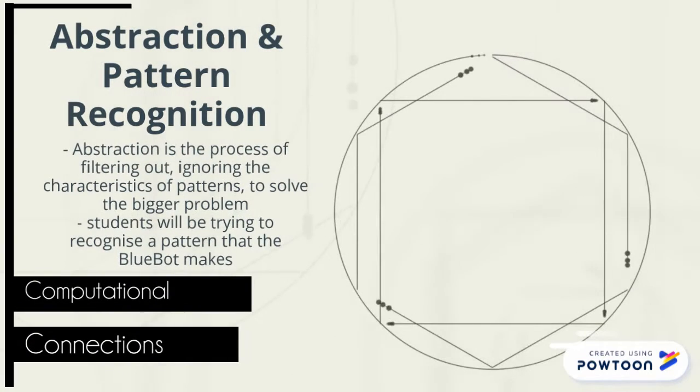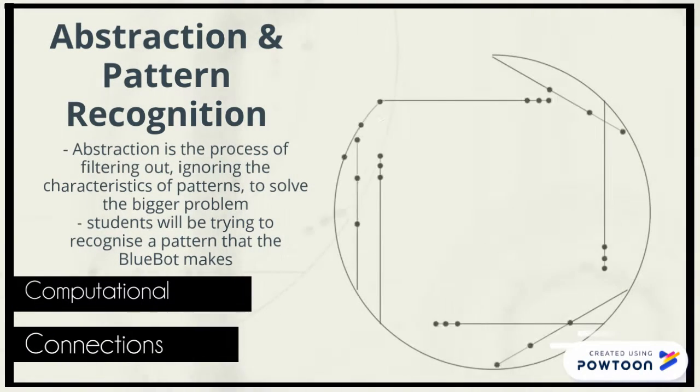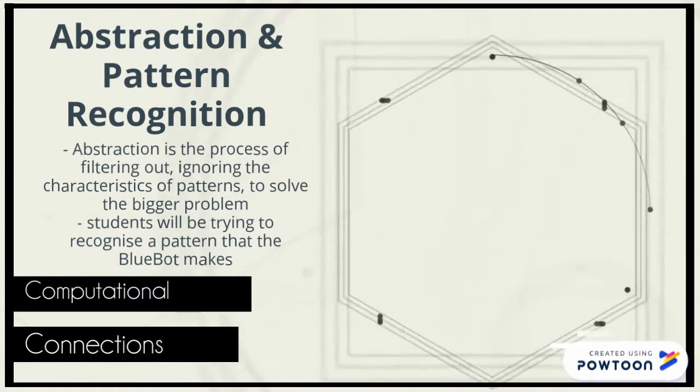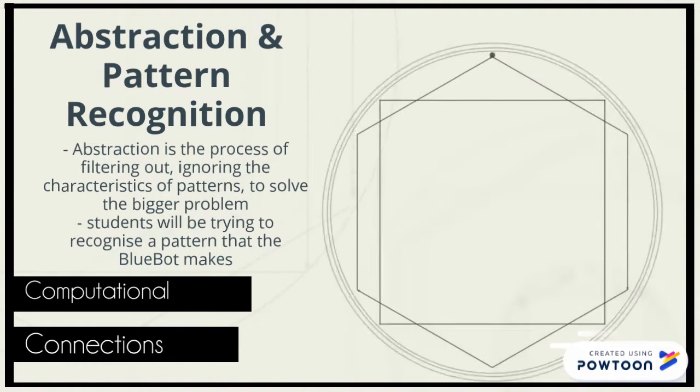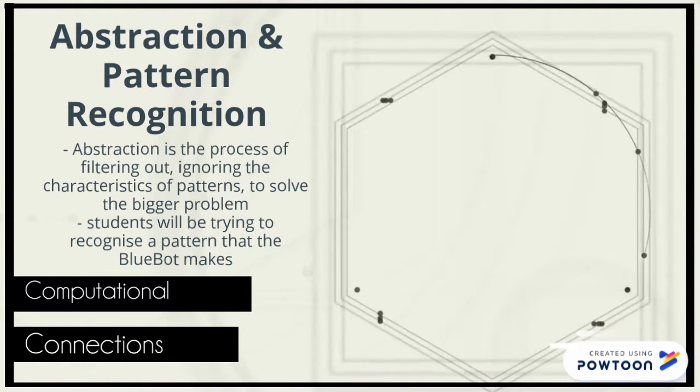Students are able to make links to the computational thinking skills by identifying the pattern recognition of where they see a pattern of how the bluebot moves direction. They will also be developing the cornerstone of abstraction. Abstraction is the process of filtering out, ignoring the characteristics of patterns, and students will be looking for a small pattern to try and help them solve the bigger problem.